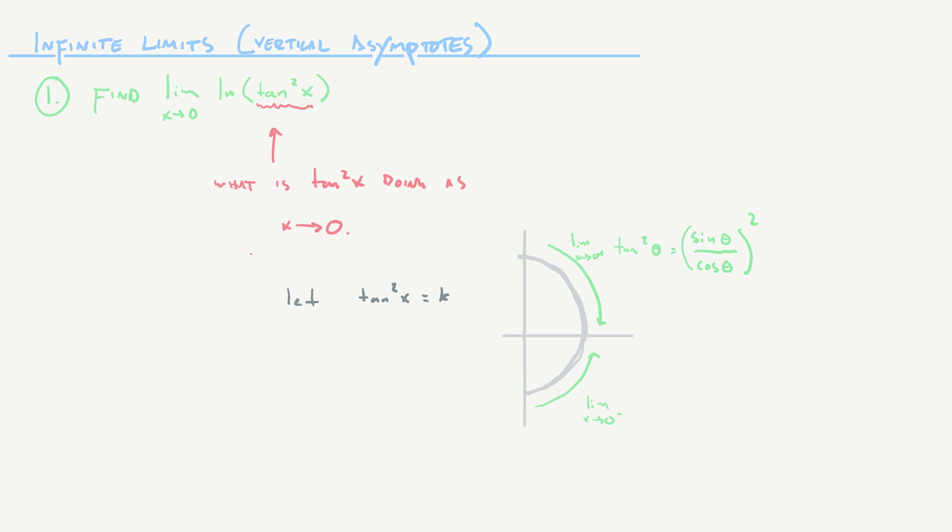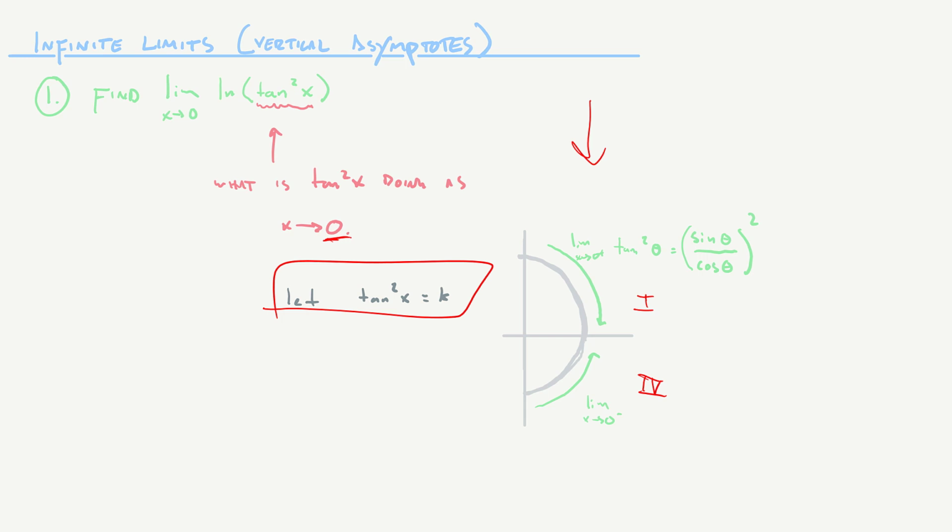So I drew the unit circle, and I did say let tangent squared of x equal k here for a second, but let's ignore that for a second. I just want us to focus here. What I did is I drew quadrant 1 and quadrant 4 of the unit circle. The reason is that we're approaching 0, and I want to look at what's happening as you approach 0 from the left and from the right.